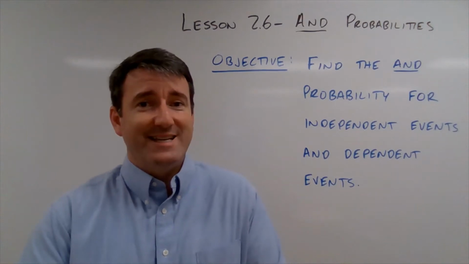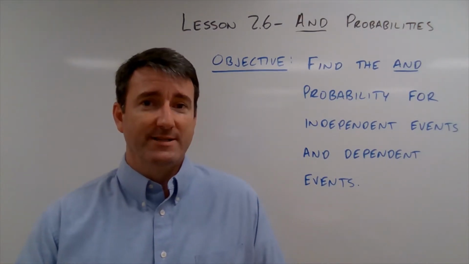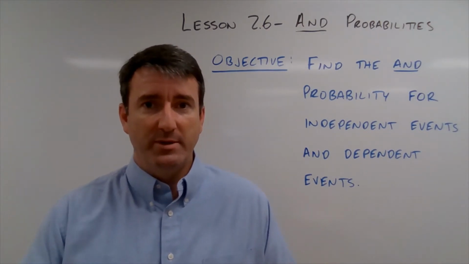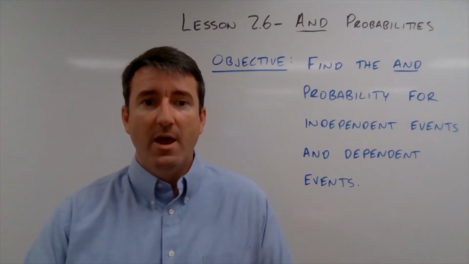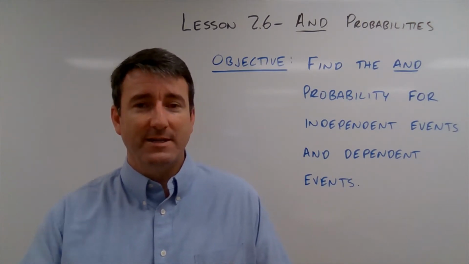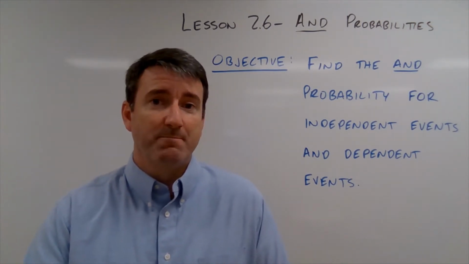Lesson 2.6, and probabilities. Our objective for this lesson is to be able to find the and probability, or joint probability, for independent events and dependent events. Let's start by defining some terms.